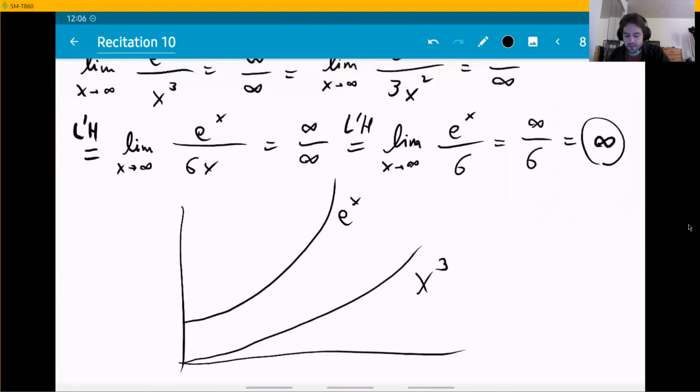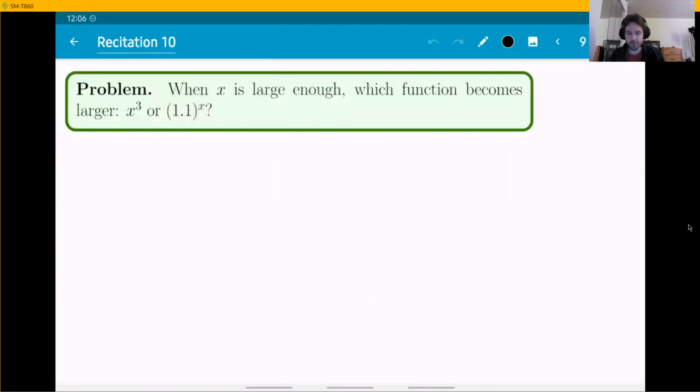Okay, so the next problem, instead of giving us the limit, is going to ask us what happens when you want to compare two functions. So when x is large enough, which function becomes larger, x cubed or 1.1 to the x? And the answer is going to be the second one. It's always the exponential function. It beats any polynomial. It grows faster than any polynomial. But how do we see that? We try to compare them.